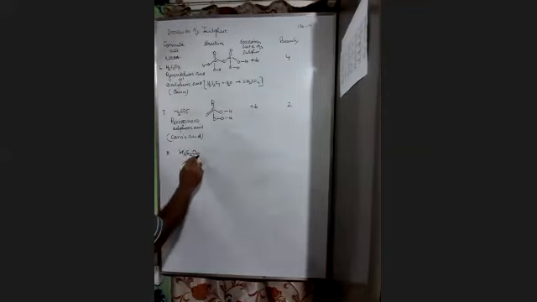Then this is H2S2O8. We call it peroxodisulfuric acid. It also has another name. We call it Marshall's acid. So here two sulfur.